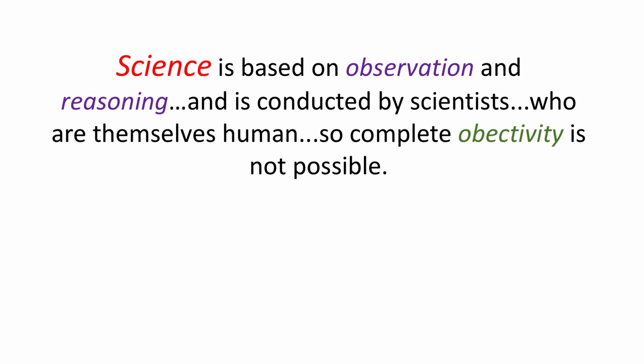So hopefully from the video, you were able to see how science is based on observation and reasoning. Also, science is conducted by scientists who are themselves human, just like you. So this means that complete objectivity is not possible. There's inherent bias that leads to reduced objectivity, and it's non-intentional.